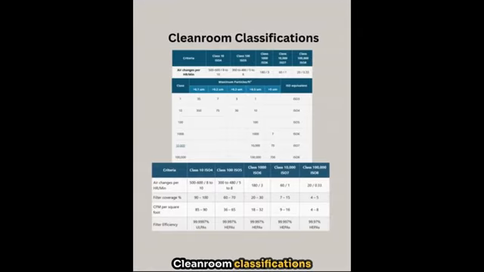Clean room classifications. Clean rooms are classified by the number of particles in a given volume of air. The FED standard 209E counts the number of particles per cubic foot. The ISO 14644-1 standard counts the number of particles per cubic meter. Other criteria to meet clean room classes include air exchanges per hour of HEPA filtered air. The more air exchanges per hour of HEPA filtered air, the fewer particles will be in the clean room.